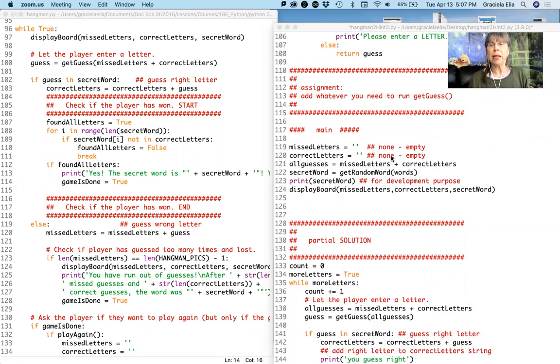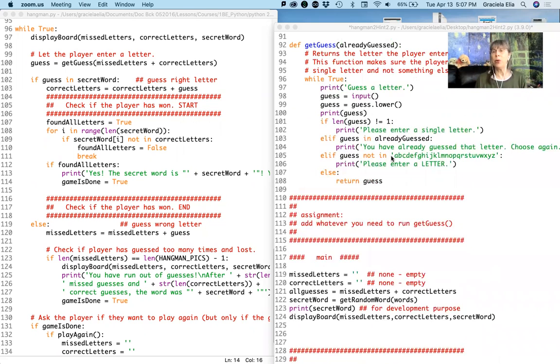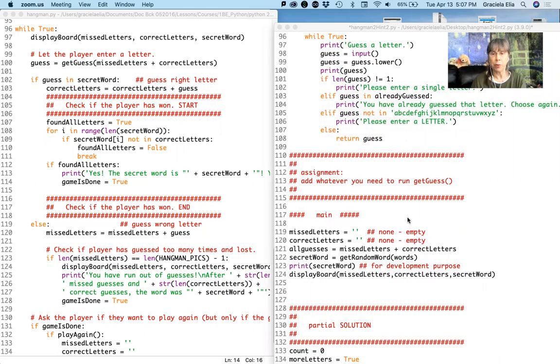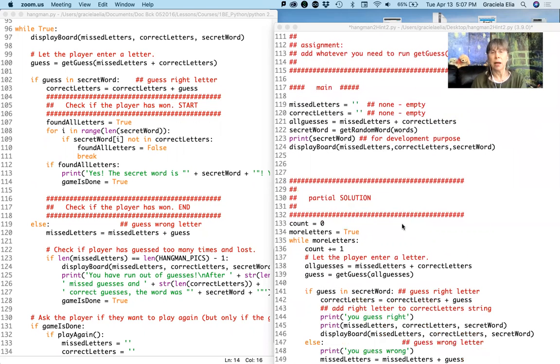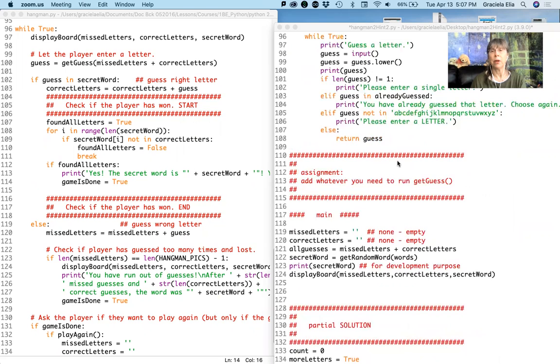So we talk about the get guess. What did we need? What did we use? Or what was required to actually run get guess? Obviously, we have over here a whole bunch of things. We didn't see what happened every time the letter was validated, right? A validated letter was either a letter that was a single letter, it was not guessed already, and it was actually in fact in the alphabet. So that's a validated letter because that's how the missed letters and the correct letters make up the all guesses.